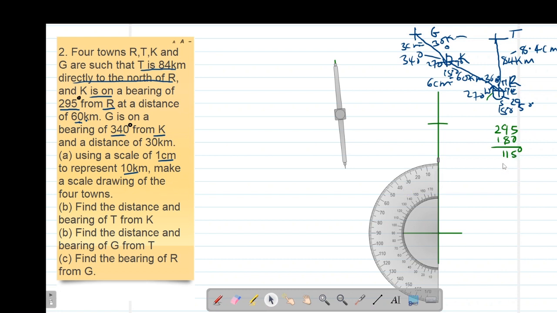So I need an angle of 115 degrees from the line going through 180 degrees. So 115 will be from this point. I need 115 degrees, so I'm using the inner scale. So 115 will be in between 110 and 120. So 115 will be at this particular point. So I'll make the line 115 degrees. It should be in between 110 and 120. So that's exactly 115.